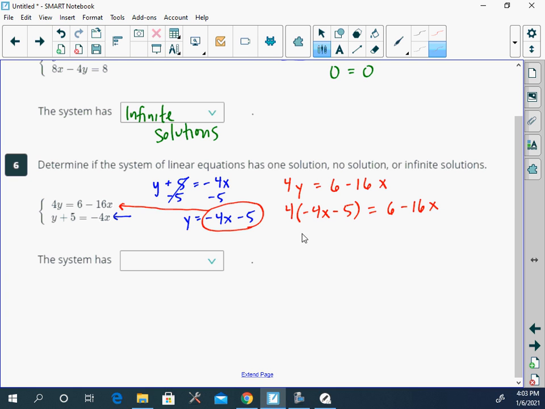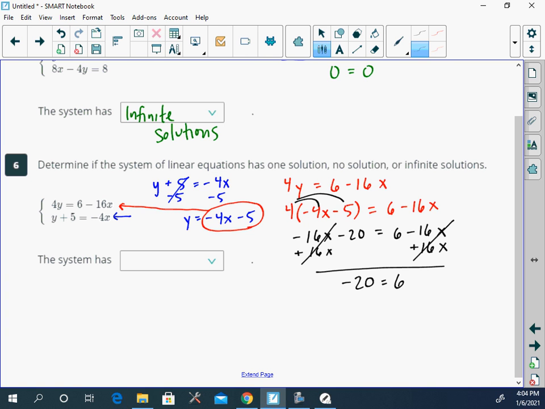And then we're going to solve for x. So here we distribute next. So I get negative 16x minus 20 equals 6 minus 16x. And here if I add 16x to both sides, it's going to cancel on both sides. And you don't want to just go, oh, no solution or infinite solutions right away. Finish it out here. On the left side we get negative 20, and on the right side we get 6. Those are never equivalent to each other. So up here, these are always equivalent to each other, infinite solutions. When they're not, when we get a statement that is never true, then it is a no solution.